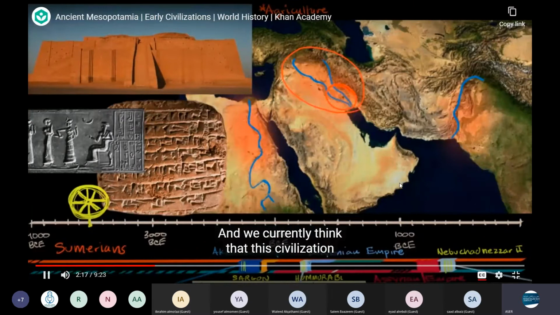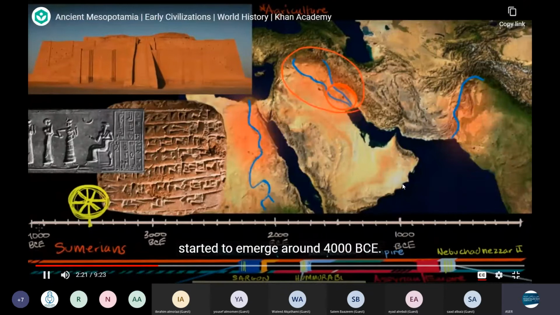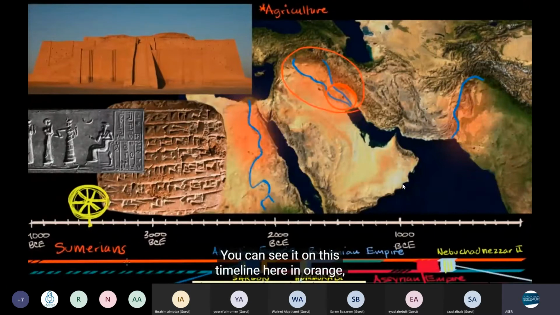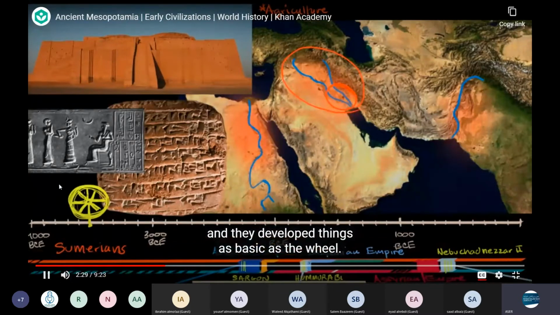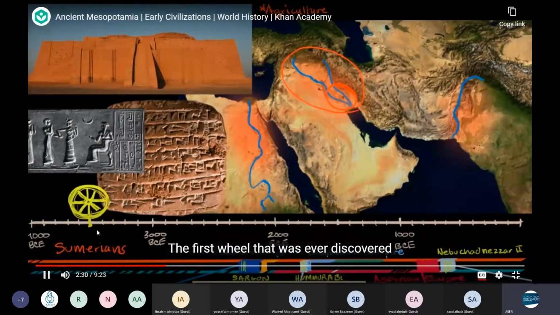And we currently think that this civilization started to emerge around 4000 BCE. You can see it on this timeline here in orange. And they developed things as basic as the wheel. The first wheel that was ever discovered was from 3500 BCE in Sumer.